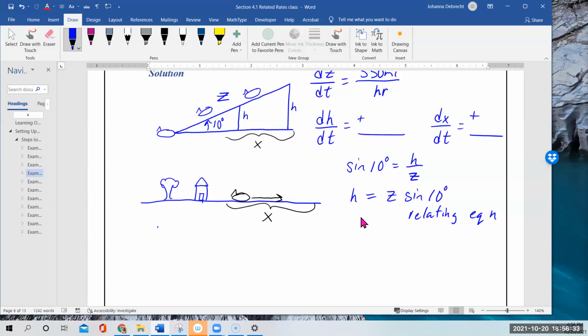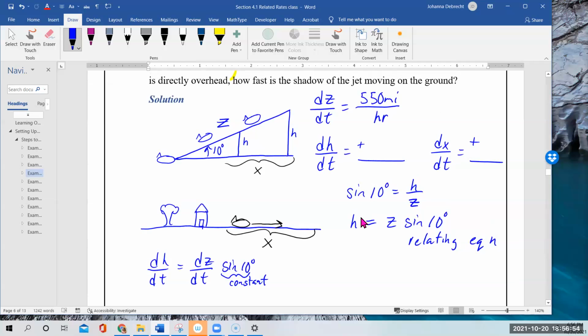This tells me that dh/dt is equal to dz/dt times the sine of 10 degrees. Notice that the sine of 10 degrees is a constant which does not change value. I know what dz/dt is. It was given to me that it was 550 miles per hour. That tells me that I can find dh/dt by replacing dz/dt with 550 miles per hour and multiplying it by the sine of 10 degrees.